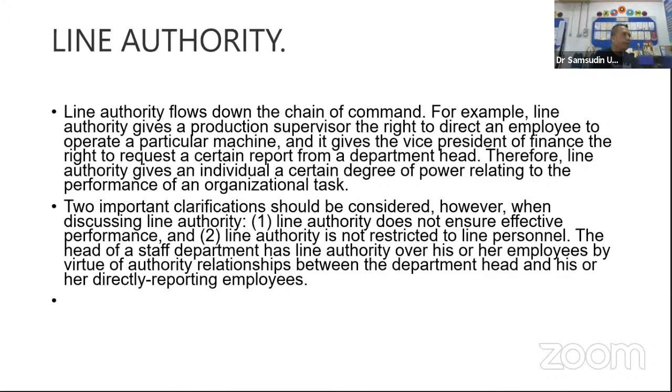So my slide is repeating, explaining the staff function and the line function, right? Because it goes deeper, it's more on organization. The subject exposes the students to more understanding about the power and authority, about the organization structure. So that's why line authority and staff authority is very important to understand.